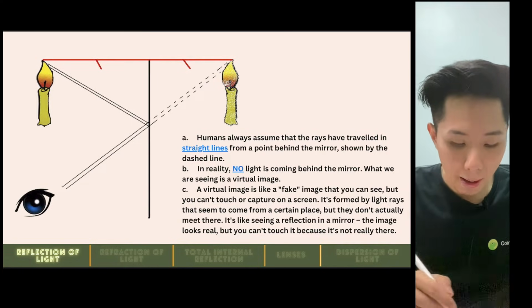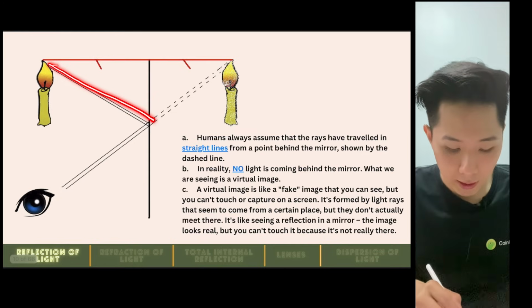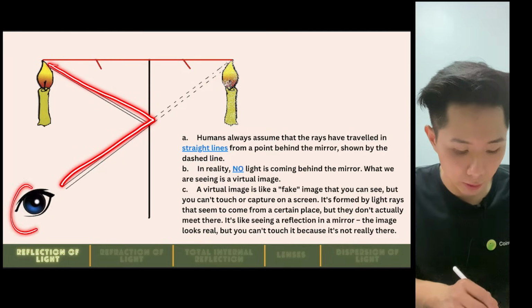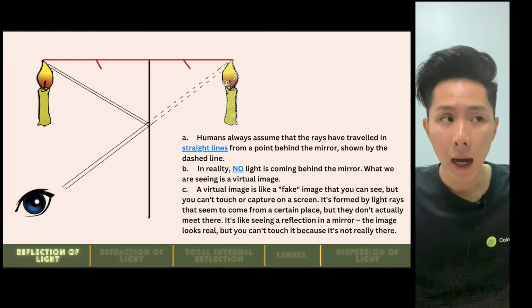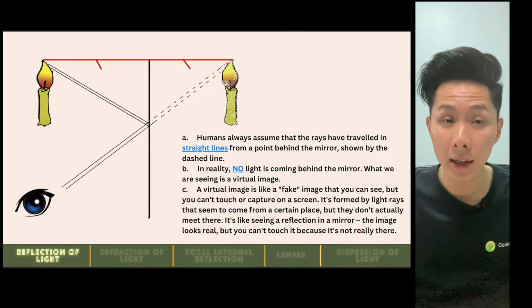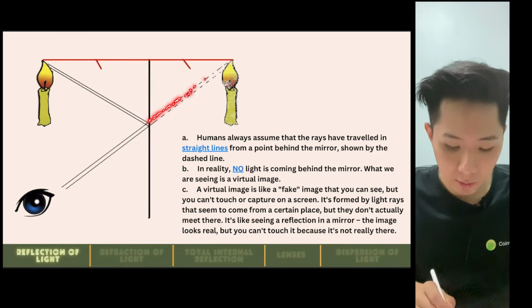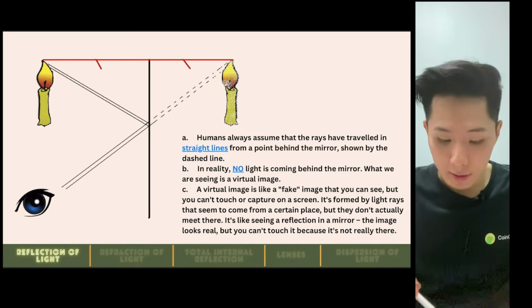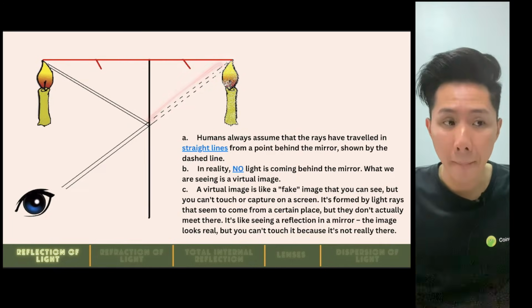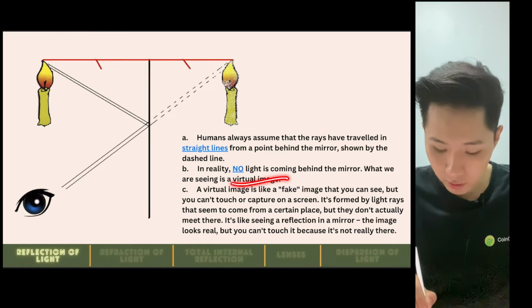What happens is that the light ray will hit the mirror and then reflect back to the user's eye. But humans have evolved to always see light traveling in a straight line. That's why we see this as the image that the user is seeing. In reality, no light is actually coming out from the mirror. What the user sees is called a virtual image.